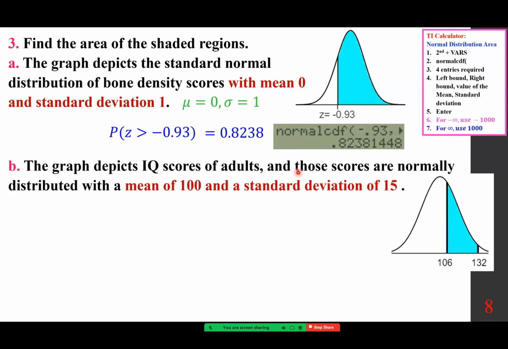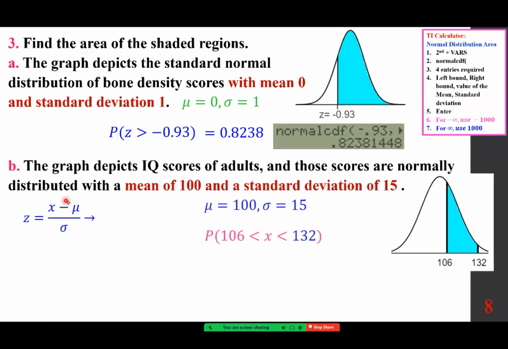The graph depicts IQ scores of adults, and those scores are normally distributed with a mean of 100 and a standard deviation of 15. So mu is 100, sigma is 15. That's the given information. And we want the probability of x between 106 and 132. So we can use z equals x minus mu over sigma and evaluate the z score, meaning we go from normal distribution to standard normal distribution. Mu is 100, sigma is 15. Put 106 and it gives you 0.4. Put 132 and it gives you 2.133.